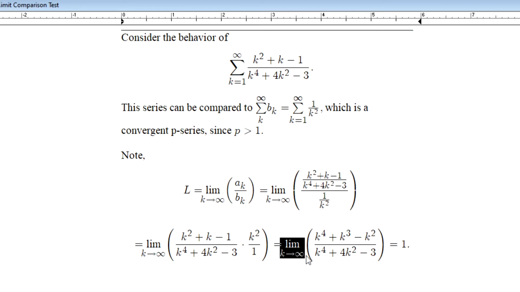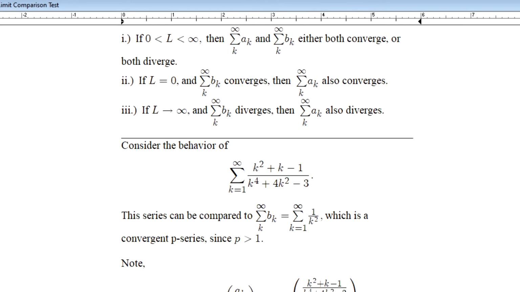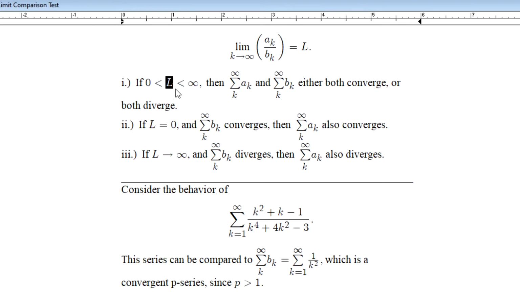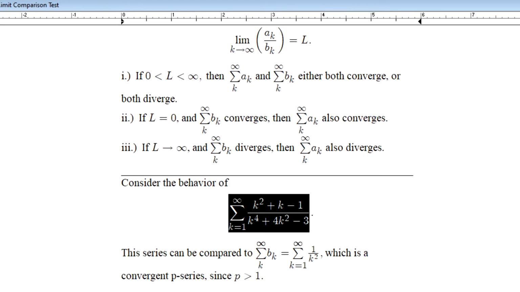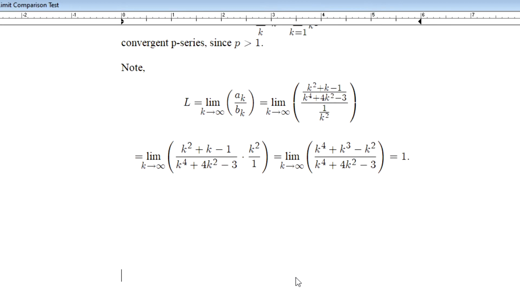Now, the limit as k heads to infinity of this argument, from L'Hopital's rule or from some fundamental rules for limits at infinity, we would be able to show simply equals the value of 1. All right? So what does that tell us? Well, since L equals 1, which is a value between 0 and infinity, and series b sub k converges, as it is the case for a convergent p-series, we're able to conclude that this given series, a sub k, also converges.